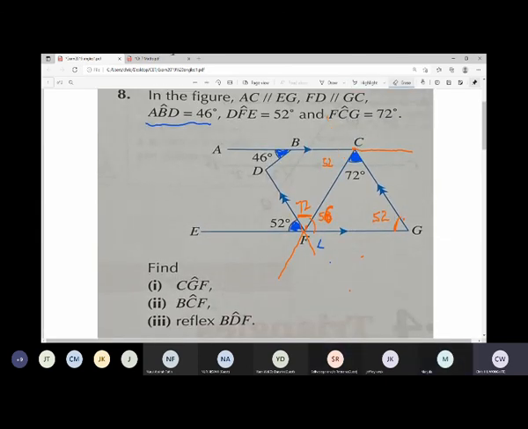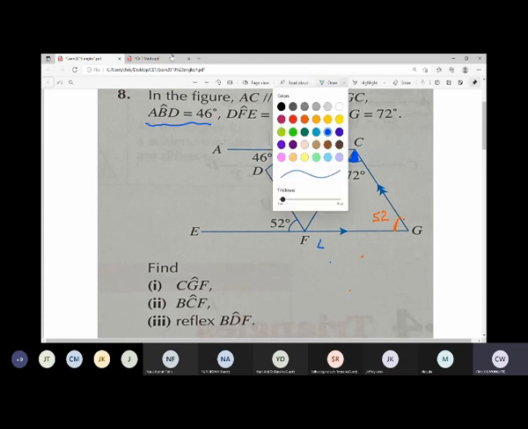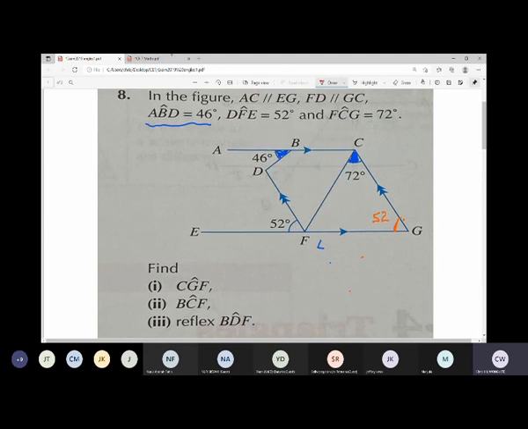Very good, Aisha. Let's start from here. But we know that Aisha's answer for CGF is 52, so I'll just leave it there first. Now, first of all, I know that this one is 72. This is 72. This is 72. Now, the alternate angle is here. I'm going to use red color, then you know which one I'm talking about. I'm going to draw a line for you.